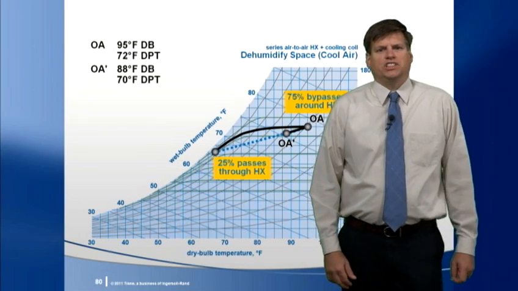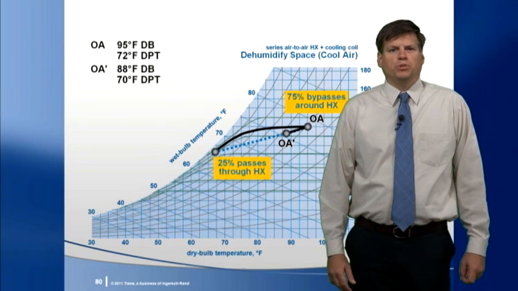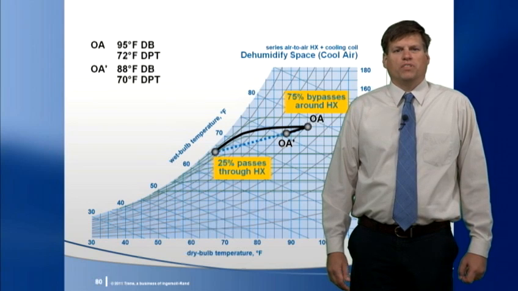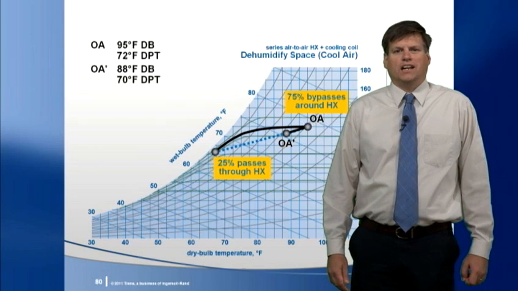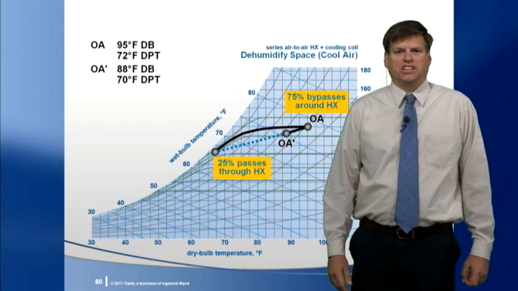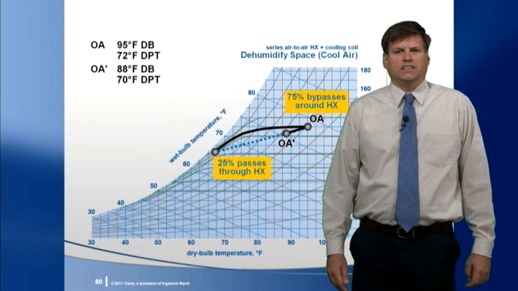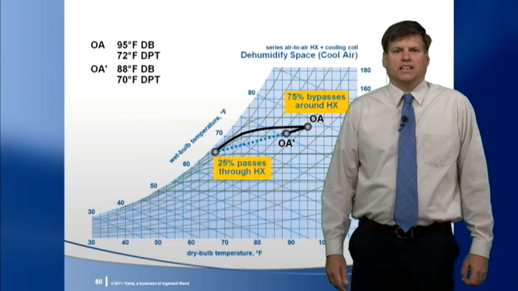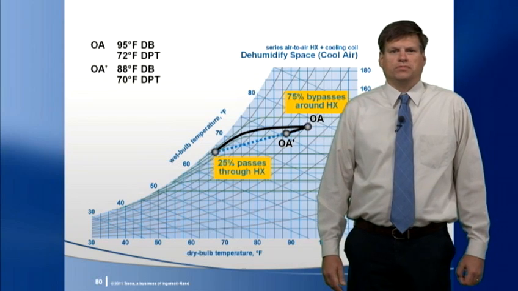Note this series heat exchanger will require a way to capture and remove this condensate. For an example 10,000 CFM unit, more than 5 gallons per hour will be condensing on the upstream side of this exchanger. For this reason, a sensible only heat wheel would not be used in this configuration, since it cannot handle the condensate removal.